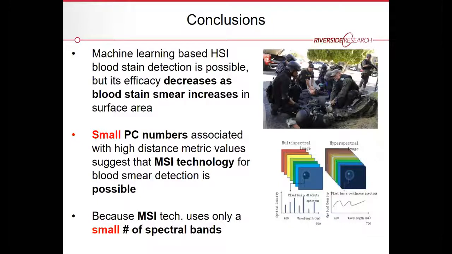For the first point, machine learning blood stain detection is possible and its efficacy decreases. What that means is that we believe that if a soldier or law enforcement person gets hit in the leg or on any part of his body, as he rolls on the ground and smears the blood, detection is going to get harder. So relative to your field of view, you don't want your blood stain taking up too much area. Of course, we can't control that, but we can say that the efficacy of this technique of detecting blood stains on clothing is going to decrease.